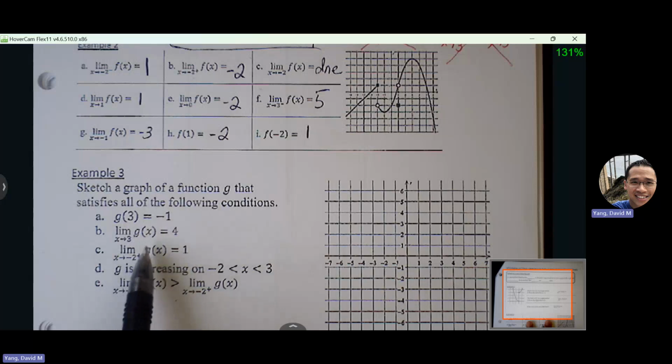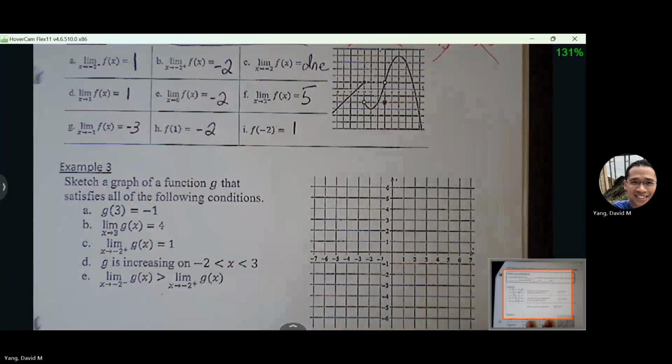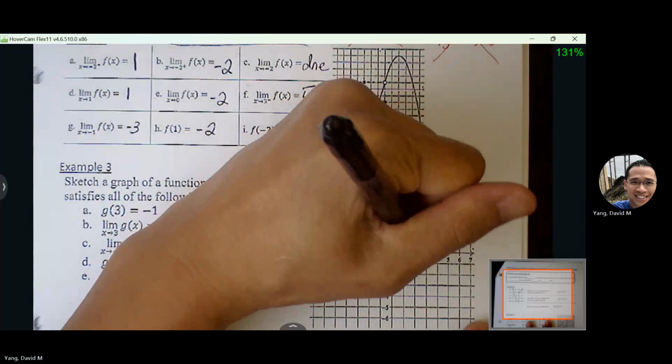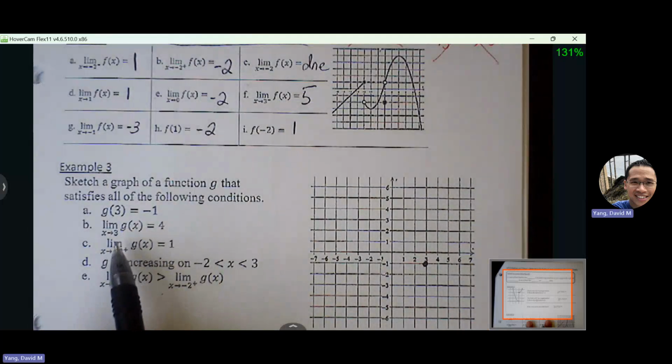If we're asking for limits, then we want to know that the approach is headed towards a specific number. So for part A, g of 3 equals -1. That should be easy. I'm just going to go ahead and plot that ordered pair. The limit as x approaches 3 is equal to 4. Now, if the limit exists, as x approaches 3 the limit equals 4, the point doesn't have to live here.